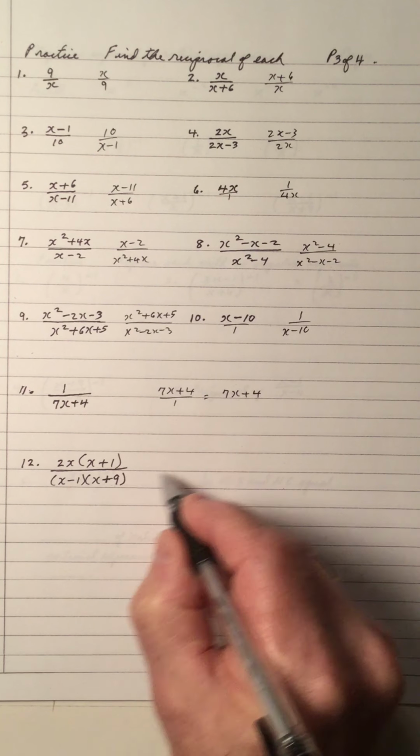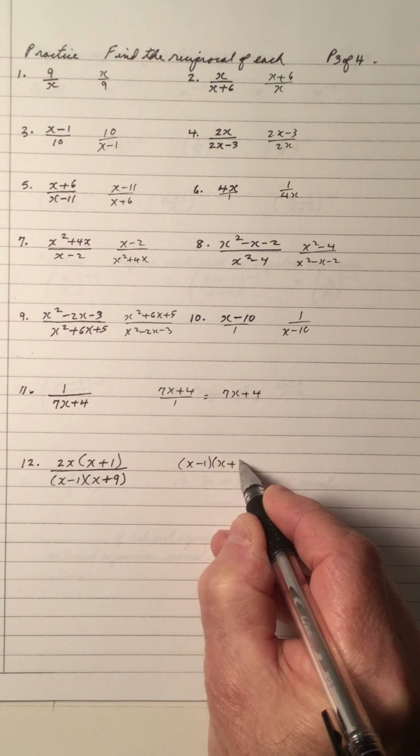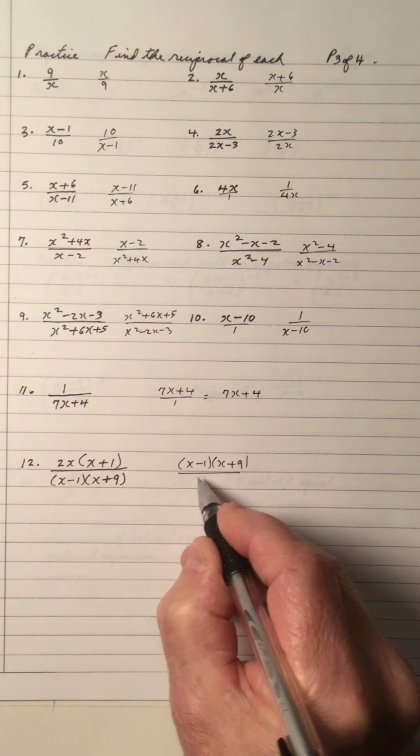Number 12, the reciprocal. The denominator becomes the numerator, and the numerator becomes your denominator.